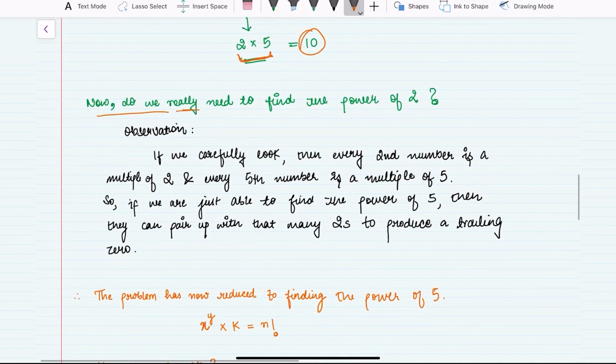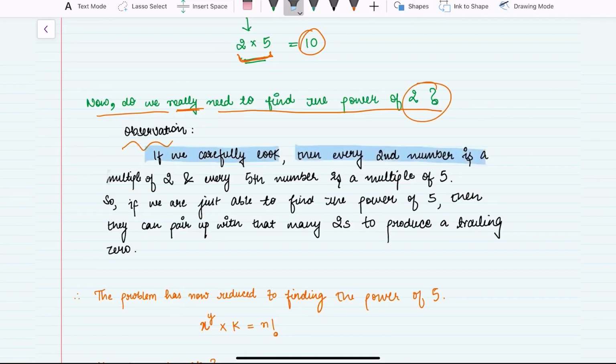Now, do we really need to find the power of 2? Well, here the observation to be made is that if we look carefully, every second number is a multiple of 2, and every fifth number is a multiple of 5. So if we are just able to find the power of 5, then they can pair up with that many 2's to produce a trailing 0.